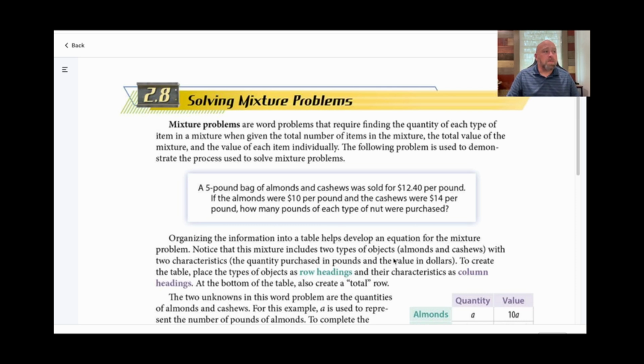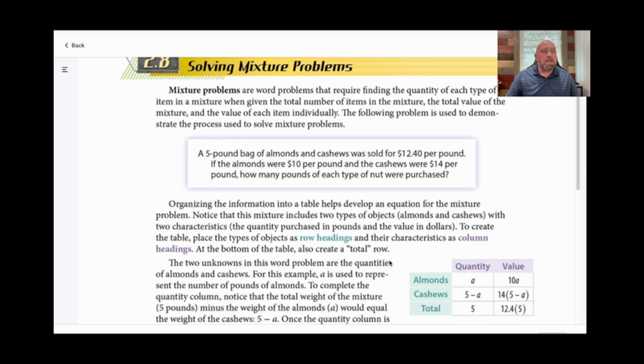All right, so here we go. A 5-pound bag of almonds and cashews was sold for $12.40 per pound. If the almonds were $10 per pound and the cashews were $14 per pound, how many pounds of each type of nut were purchased? Okay. So in other words, notice the almonds were 10, the cashews were 14, and right here in the middle of that somewhere was $12.40 per pound.